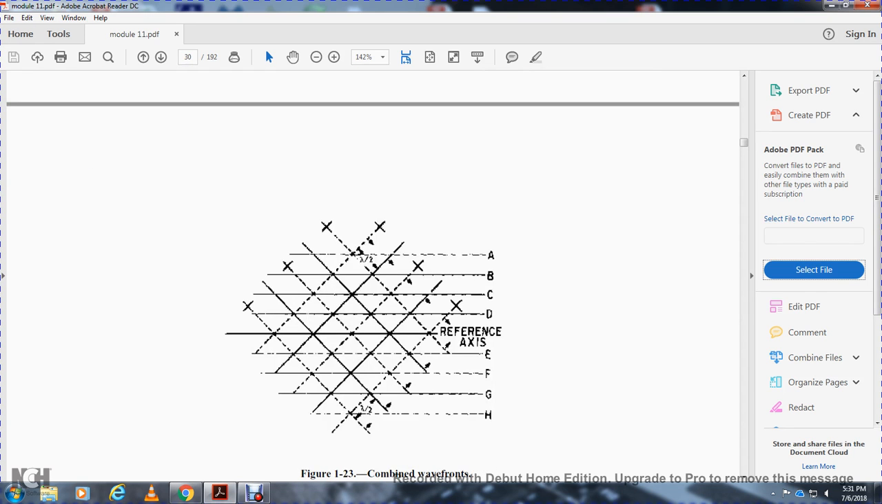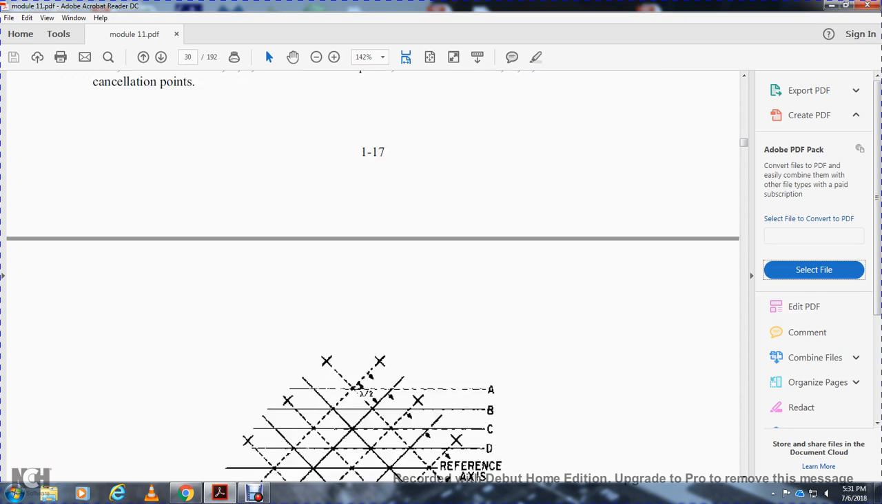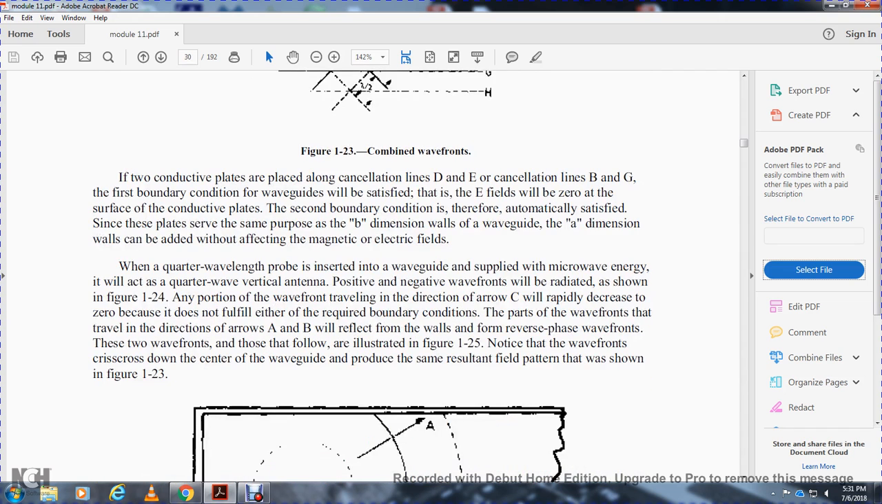B, D, E, and G. The middle points are cancellation points, and these are the addition points of the combined waveforms. Two conductor plates are placed along the cancellation lines, with D and E, and the cancellation lines B and G. With this, the first boundary condition for the waveguide will be satisfied, that is, the electric field will be 0 at the surface of the conductor plate.